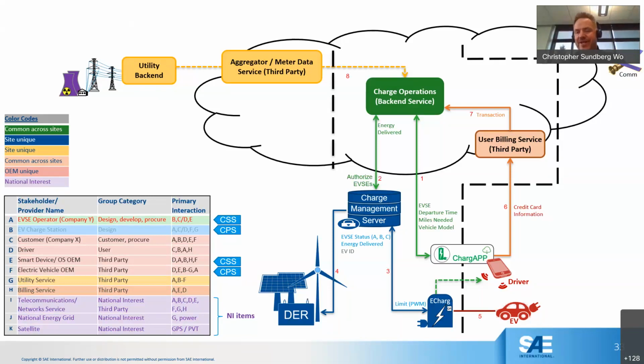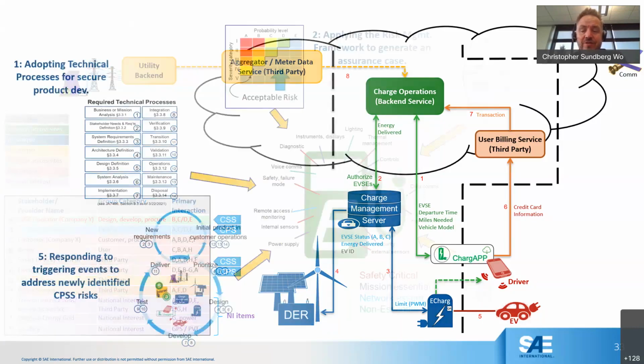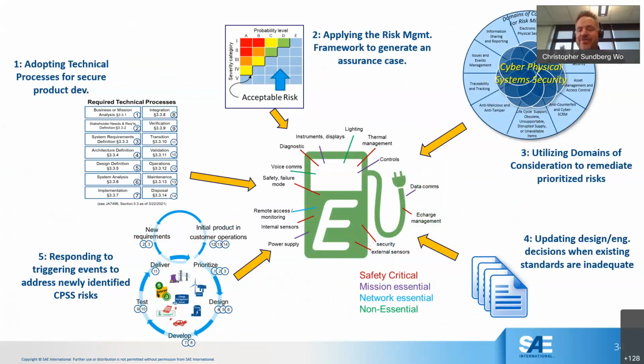And this illustrates what some of those key critical data points are in that illustrative example. So finally, tying it all together, we have several spaces in the illustrative example where we're going to provide videos, help, and documentation around how to apply G32's standards framework into a typical cyber physical system. So we adopt the technical processes, we apply the risk management framework, we utilize those domains of considerations about how they impact the cyber physical systems. When do we update standards and designs, and then how do we respond to triggering events that take place in the life cycle of the cyber physical system?